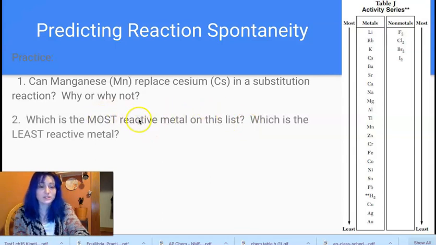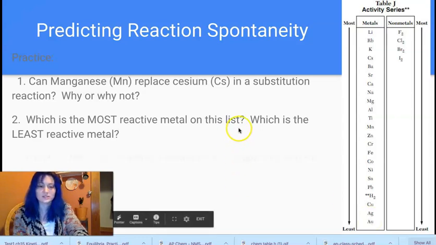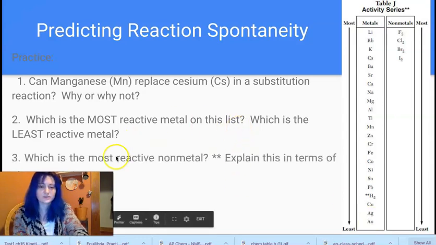Which is the most reactive metal on this list? That would be the metal at the top, so that would be lithium. The least reactive metal would be gold. And again, this is why we wear gold. This is why gold is our jewelry of choice.